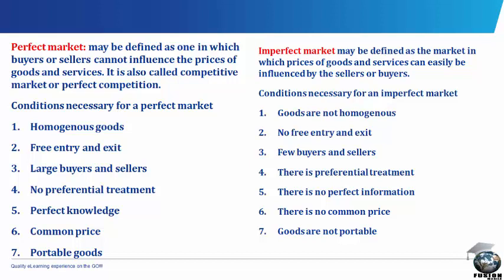Conditions necessary for an imperfect market. The goods are not homogeneous. There is no free entry and exit. There are few buyers and sellers in an imperfect market, and this will make supply and demand to be elastic. There is preferential treatment. There is no perfect information in an imperfect market. There is no common price. Goods are not portable.